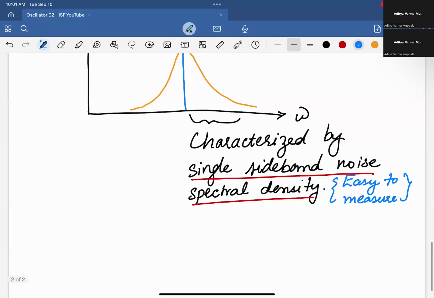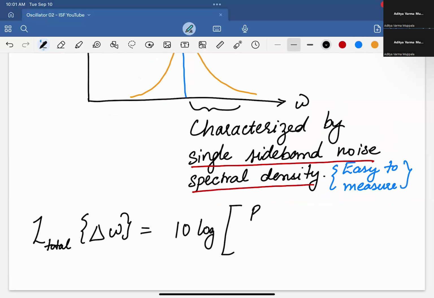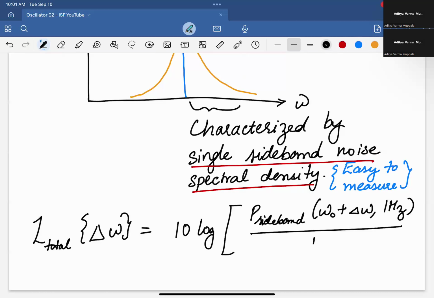If you write it mathematically, the total spread, you could say, is a function of delta omega. I'll talk about what delta omega is. It's given by 10 log of P sideband of omega naught plus delta omega, 1 hertz, divided by P carrier.